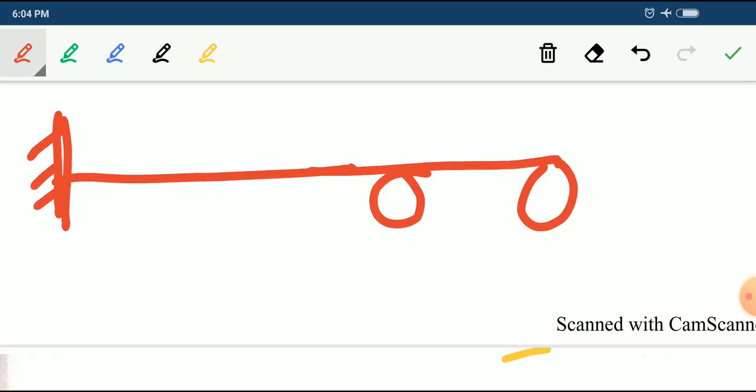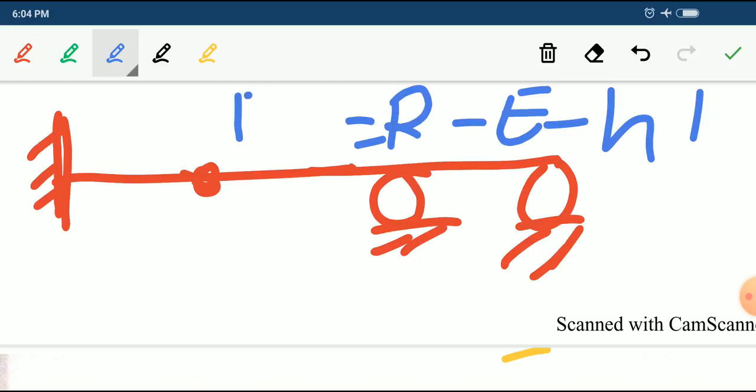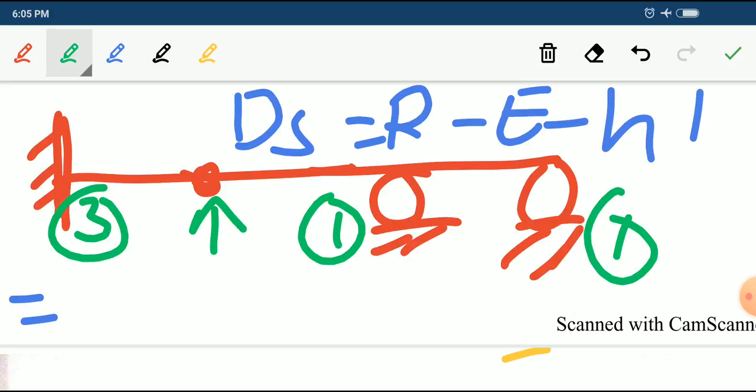Here one roller is there, here one roller is there, here one roller is there, and here an internal hinge. Let's solve this one. What is the formula? R minus E minus H dash. So what is the number of reactions? This is a fixed support. How many reactions are there? Here 3 reactions. A roller means 1, here 1, and this is an internal hinge. So the number of reactions is 3, 4, 5. The number of reactions will be 5.